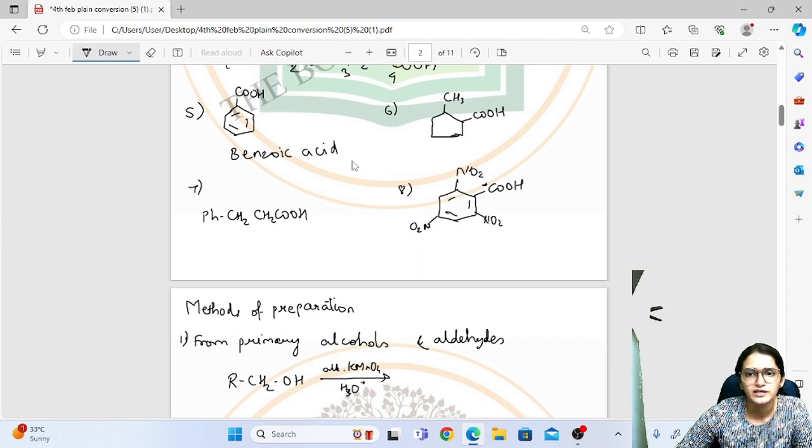When we have this particular group, that is cyclic pentane, that is cyclopentane, then the carboxylic acid will get the first number and the methyl group will get the second number. So it will be 2-methyl cyclopentanoic acid, because this is not normal pentane, it is a cyclopentane. So the name will be 2-methyl cyclopentanoic acid.